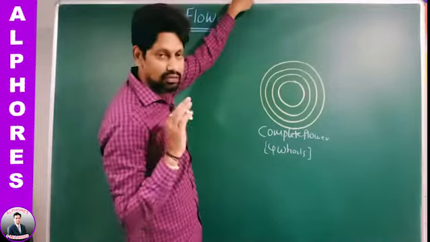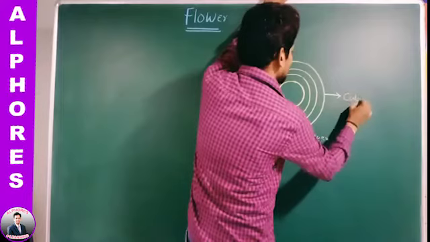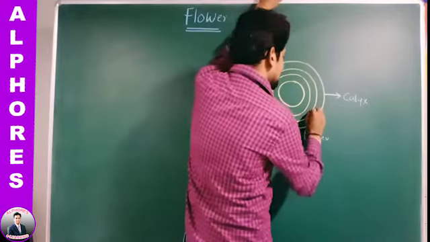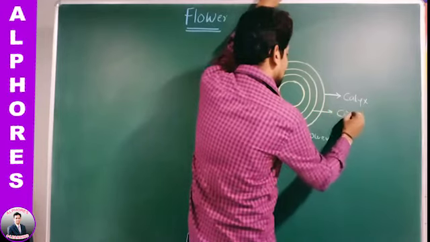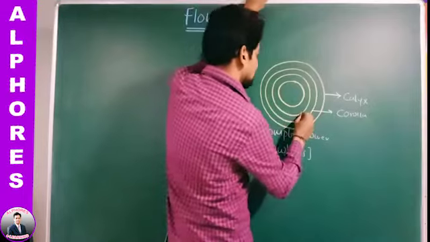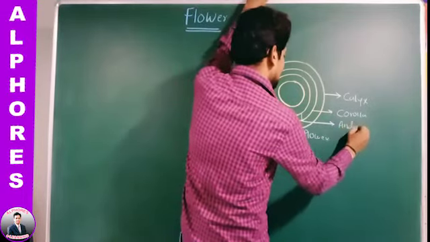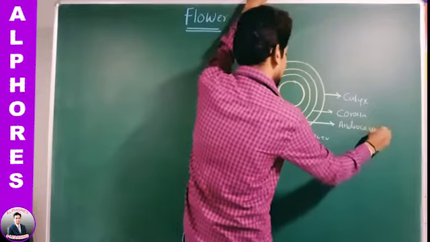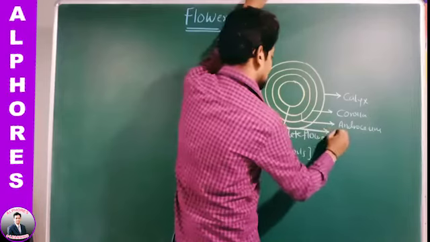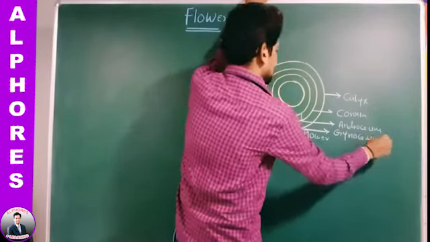This outermost whorl is called calyx. This second whorl is called corolla. Whereas this third one is called androecium. Whereas this fourth one is called gynoecium.